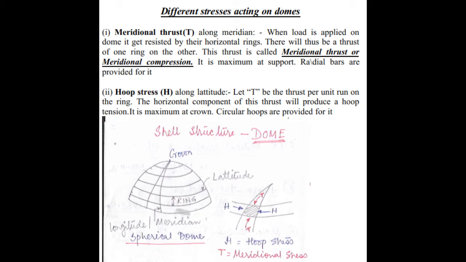Let us see what is hoop stress. Hoop stress is denoted as capital H. It acts along the latitude. If capital T is the thrust per unit run on the ring, the horizontal component of this thrust will produce a hoop tension. This hoop tension is maximum at the crown, and circular hoops are provided for it. So from this slide, what is our takeaway? Meridional thrust is maximum at the support. Hoop stress is maximum at the crown.